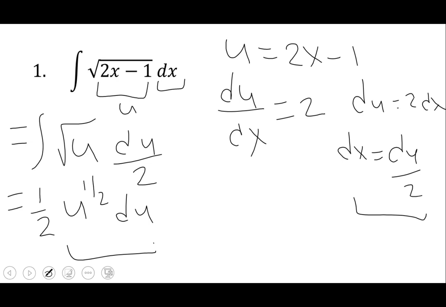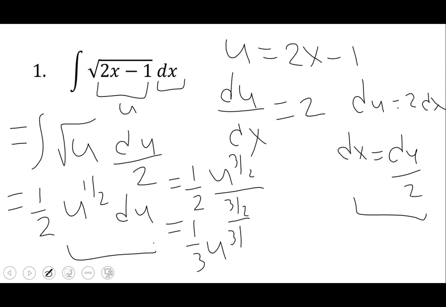So the way you would integrate 1/2 u to the 1/2 du is to leave the 1/2, take the u, raise it to the 1 higher power, which would be 3/2. Don't forget to divide by that power. Now you're going to go ahead and do a little bit of simplifying. So 1/2, and then because of this 3/2 on the bottom, if you multiply by the reciprocal 2/3, you're going to get 1/3 u to the 3/2.